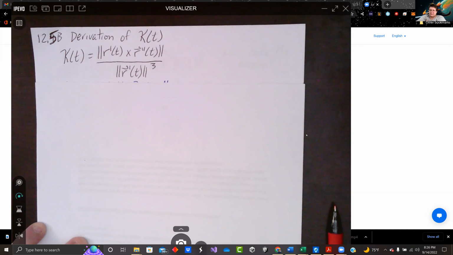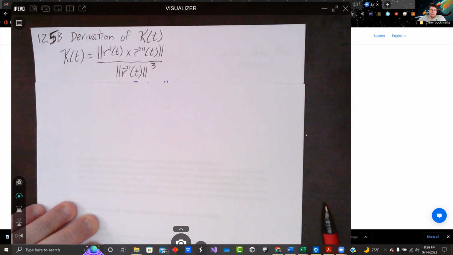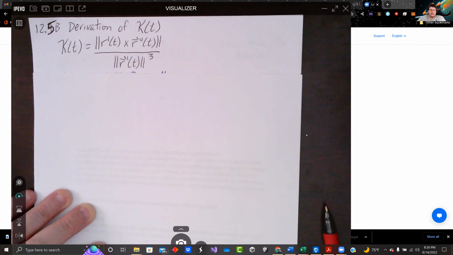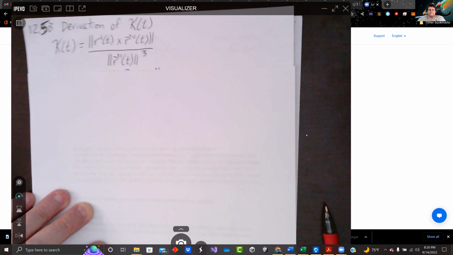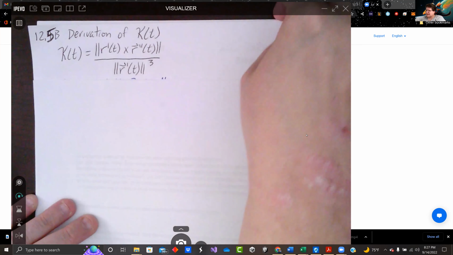We're continuing our lesson on 12.5. This is the derivation of our other version of kappa of T. If you don't care about the derivation and you just want to use the formula, you can skip this video, although any good math student wants to see it. So I thought I'd show you how we get kappa of T to equal the magnitude of R prime cross R double prime divided by the magnitude of R prime of T cubed. Okay, so let's take a look at it.